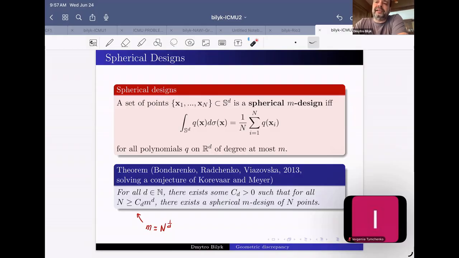want to find a spherical design, you need to solve such equations for all polynomials of degree up to m. Now, if you look at the dimension of the polynomials on the sphere of degree up to m, it's exactly of this order. It's easy to check if you know something about spherical harmonics, or even if you don't. You can see it. So then the conjecture was that this essentially is solvable. Having that many points would be enough.